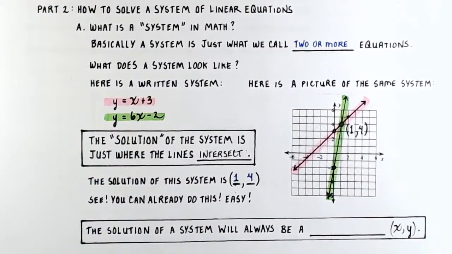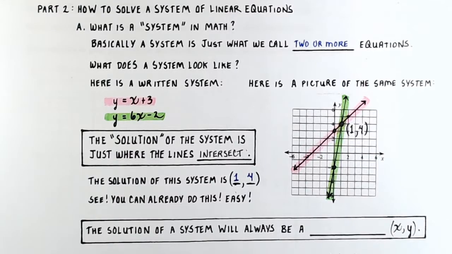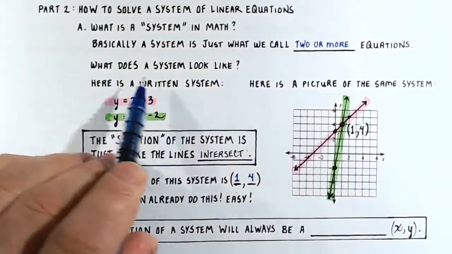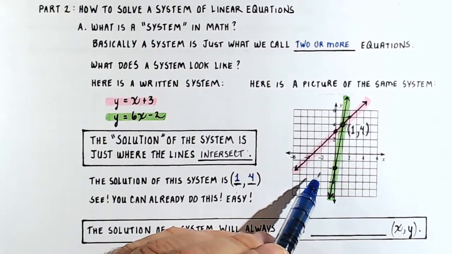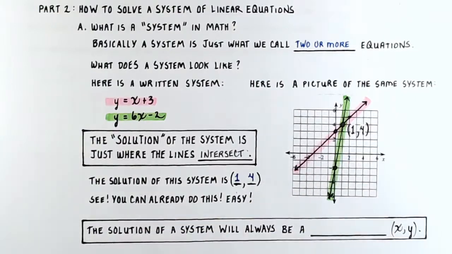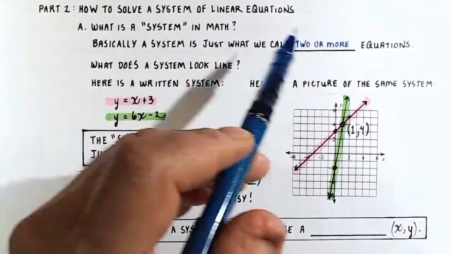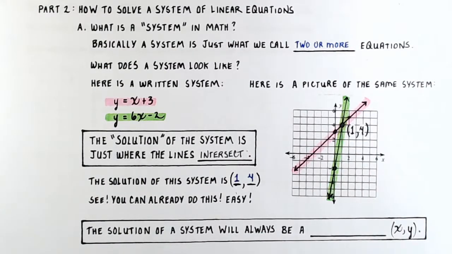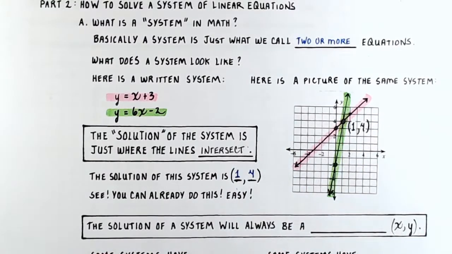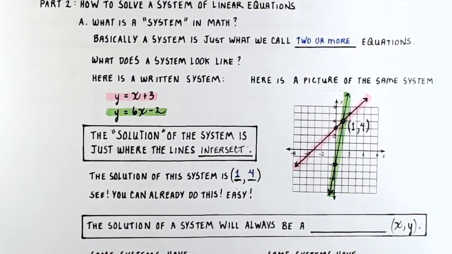So let's go through the process again. You'll probably be given 2 equations, or you'll create them. Then you graph them, and then you write down where the lines intersect. This is the graphical method of solving a system of equations. There's multiple other methods, but this is the first one that you'll learn. Okay?